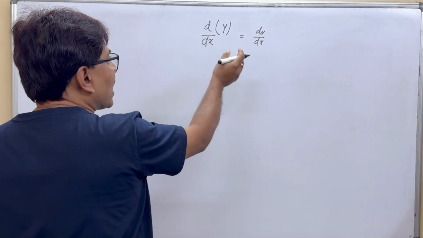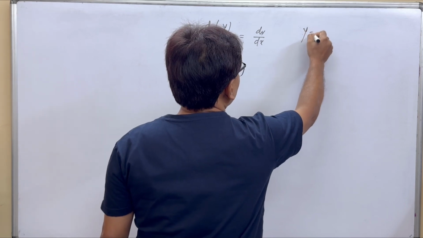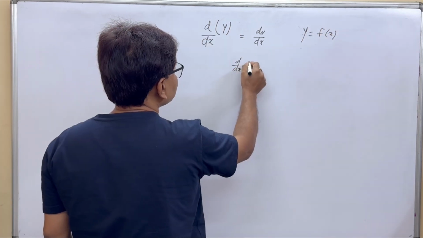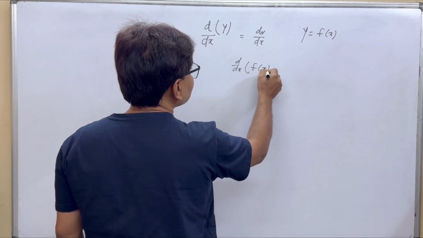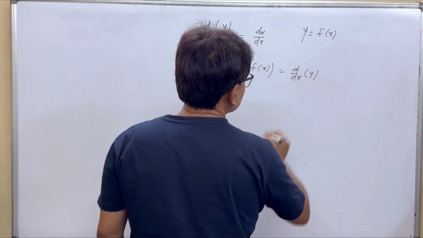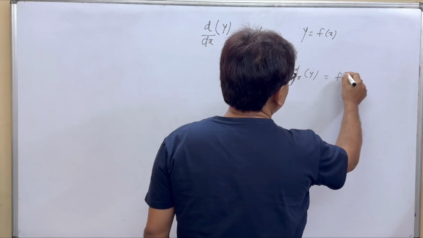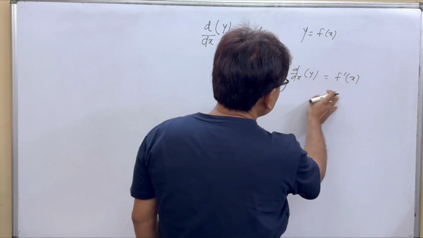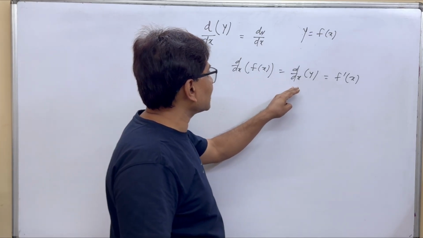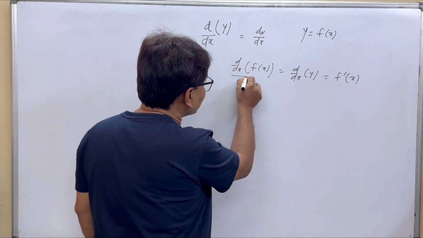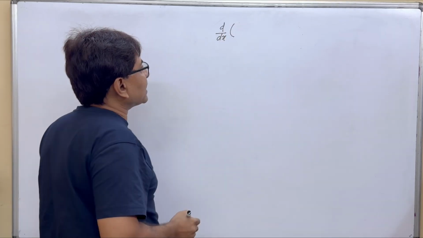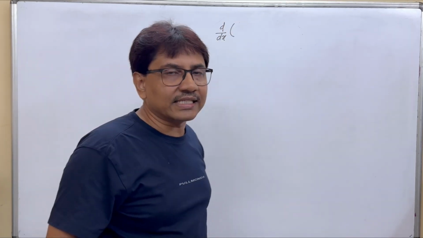Now if y is any function of x, then d/dx of a function of x, d/dx of y, if we write f dash x, this means that we are doing the differentiation of the function of x. We can also write f dash x. That we have said d/dx of y is dy by dx.